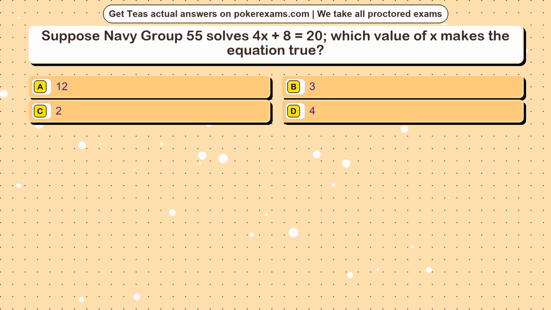Question 9. Suppose Navy Group 55 solves 4x plus 8 equals 20, which value of x makes the equation true? Option A, 12. Option B, 3. Option C, 2. Option D, 4.